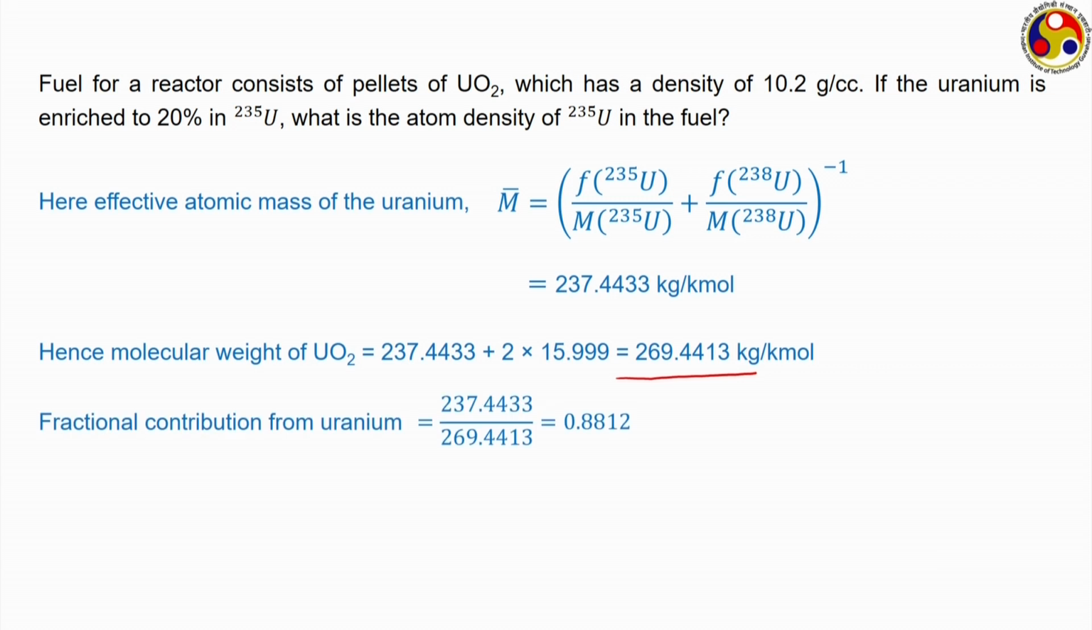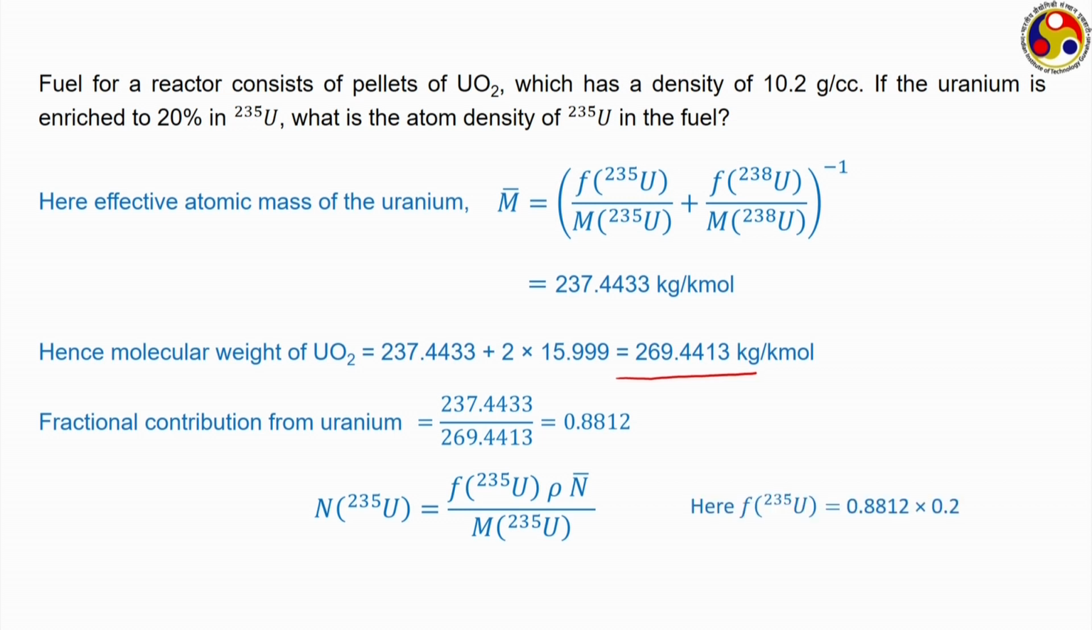So, out of this 269, 237 is coming from uranium. So, 0.8812 contribution is coming from the uranium in this total molecular weight. Using this particular fraction, we can easily calculate the total number of nuclei present, or nuclear density, of uranium 235 present in the sample using the same formula, but you have to remember that this F is here not just 20%, rather it will be 0.2 into this particular fraction.